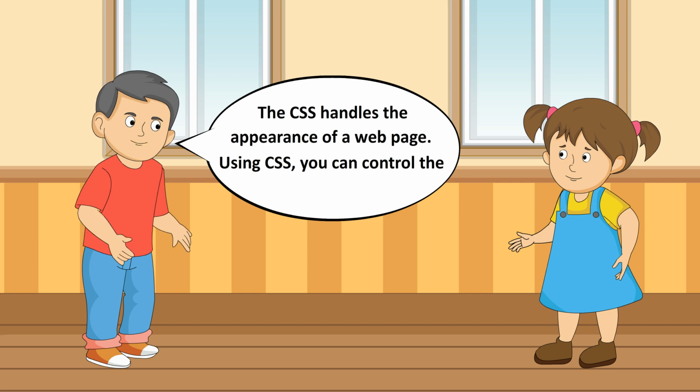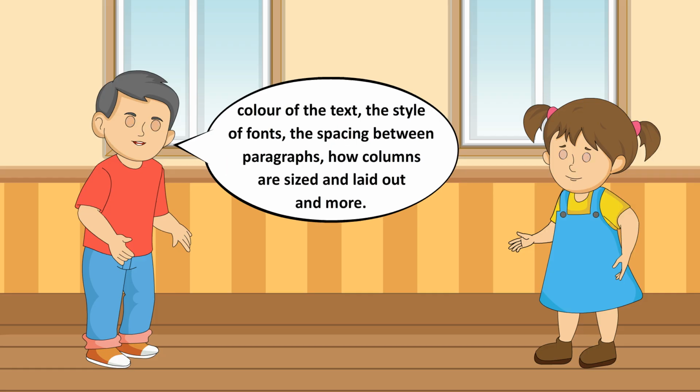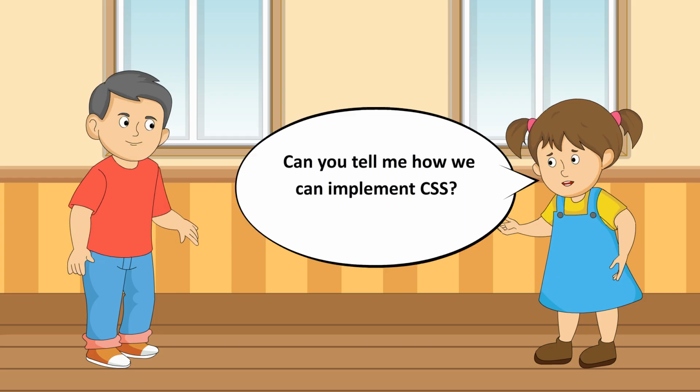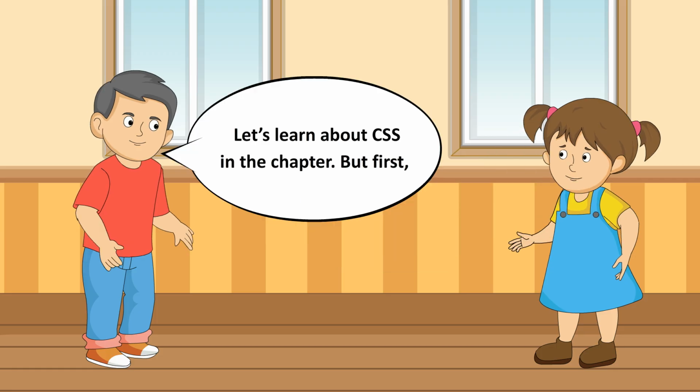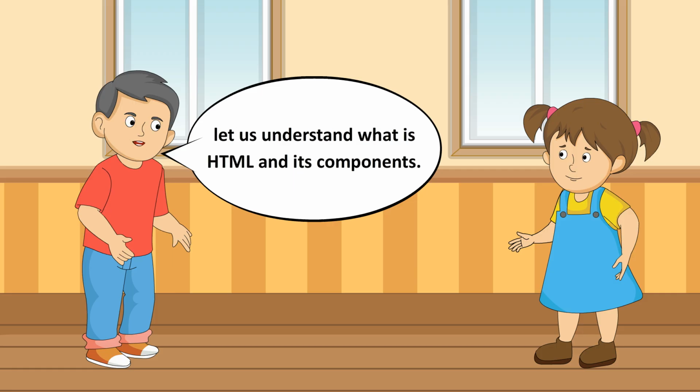Using CSS, you can control the color of the text, the style of fonts, the spacing between paragraphs, how columns are sized and laid out, and more. Can you tell me how you can implement CSS? Let's learn about CSS in this chapter. But first, let us understand what HTML is and its components.